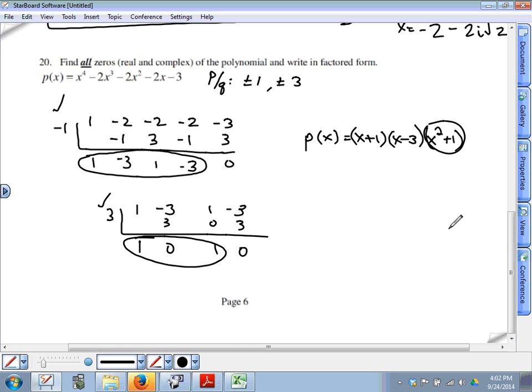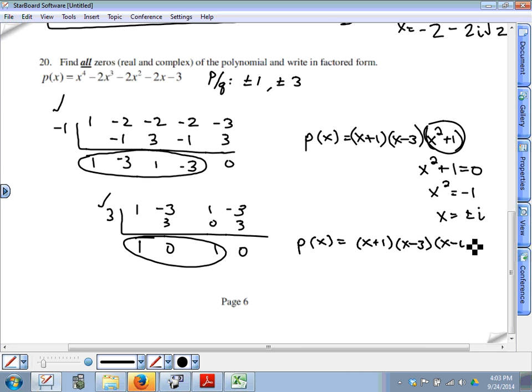This is going to generate two more factors, x squared plus 1. Usually at this point, if you get something that doesn't factor, you would use the quadratic formula. If you have a quadratic factor that's missing the linear term, the term that's usually in the middle, then it's much easier just to set that equal to 0 and solve using square roots. If you subtract 1 and then square root, you get x equals plus or minus i. So then the factors are x plus 1, x minus 3, x minus i, x plus i.